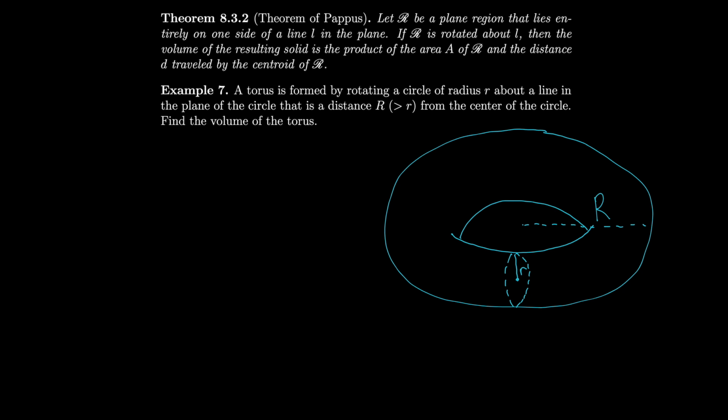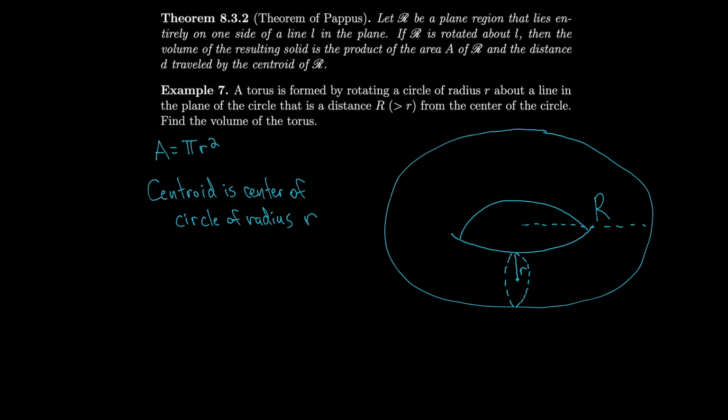So first let's get the area of the small circle. The area of the small circle is just pi times little r squared. The centroid is just the center of the circle. I should probably write circle of radius r because there's two circles, so I should specify which one I'm talking about.